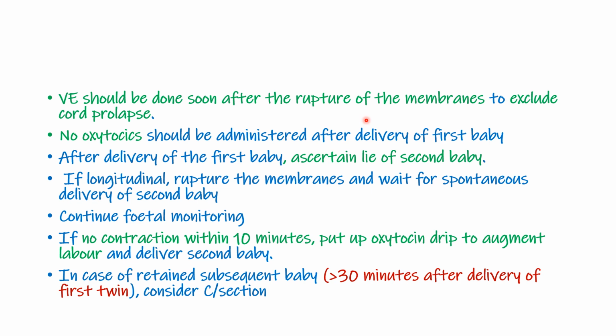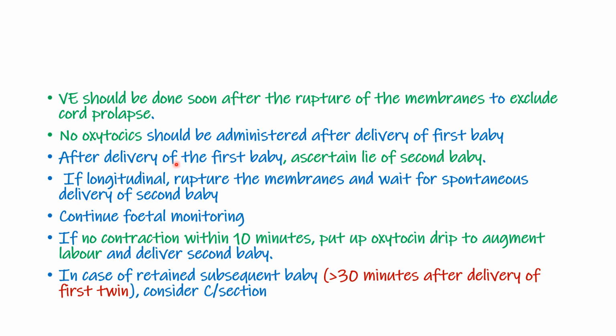So when the mother has ruptured membranes in the first stage of labor, then you should do a VE to exclude cord prolapse. Kindly note, now when you go to the second stage of labor, that is the delivery of the baby, and you have already delivered the first baby, you should not give oxytocin after the delivery of the first baby. This is because we predispose the second baby to asphyxia because of the contraction of the uterine arteries.